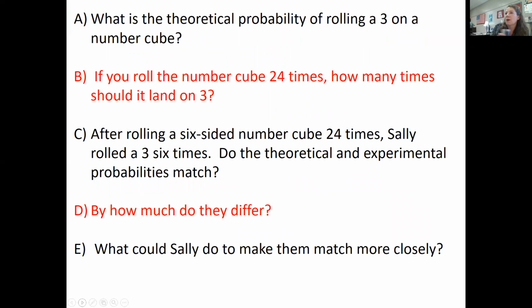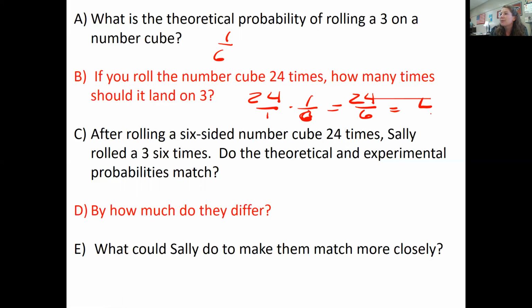What's the theoretical probability of rolling a 3 on a number cube? Well, there's only 1 3 on a number cube out of 6. If you roll the number cube 24 times, how many times should it land on a 3? Whoops, that should be a 6. So 24 sixths is about 4 times, right? How many times? The answer is 4 times.